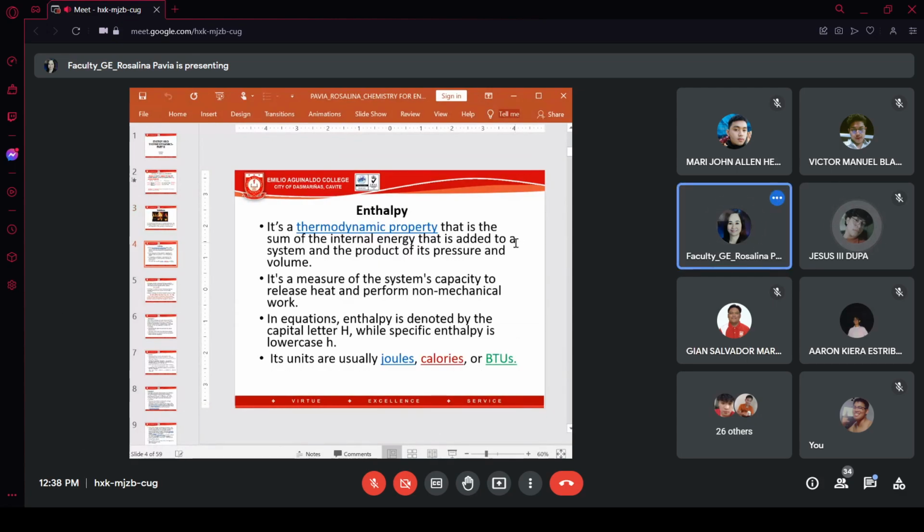Now, what actually is enthalpy? It is a thermodynamic property that is the sum. Okay? Take note. That is the sum of the internal energy that is added to the system and the product of its pressure and volume. It's a measure of the system's capacity to release heat and perform non-mechanical work.